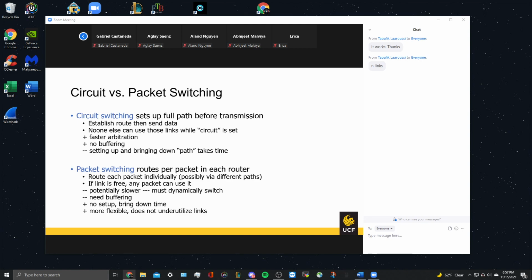Is that clear? So basically it means we set a dedicated path for a given communication. So there won't be any contention during the route, so we do not need a buffer to temporarily store the packet or the data. And packet switching is routed per packet in each router. So route each packet individually. They may have some contention. That's the reason why we need some buffer to temporarily store the data. Is that clear? So this is the key difference between circuit switching and packet switching.